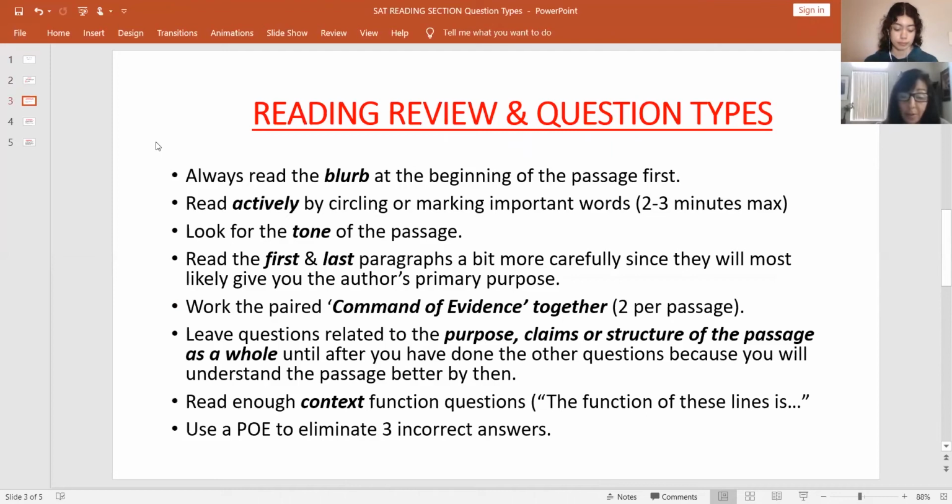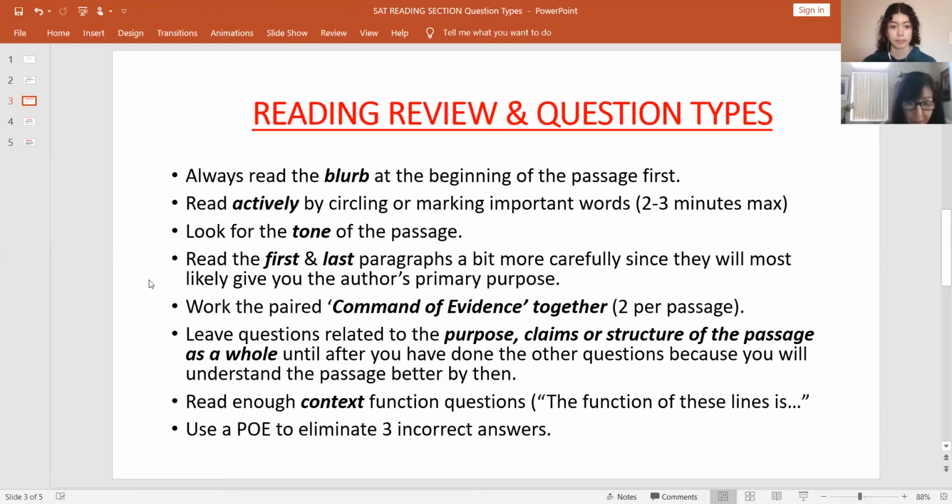Okay, the reading, review, and question types. Always read the blurb at the beginning of the passage. It'll give you some information. Read actively by circling and marking important words in the passage, but don't take more than about 3 minutes maximum to do that first skim through of the passage. Just look for the tone of the passage and read the first and the last paragraphs a bit more carefully, since they will be the most likely to give you the author's primary purpose. So take notes of these things and apply them when you're doing the test.